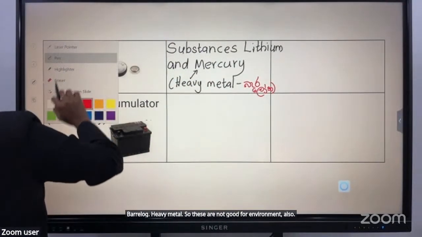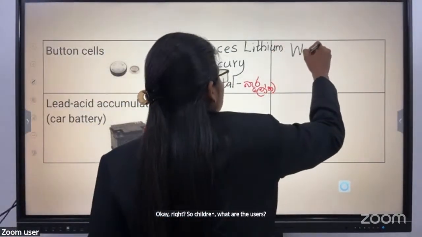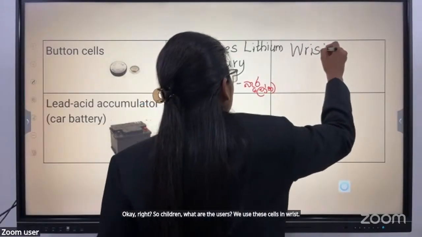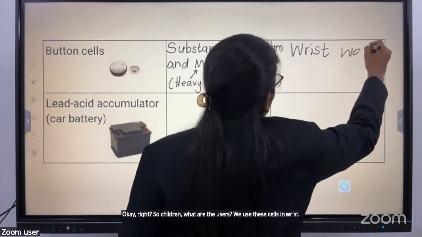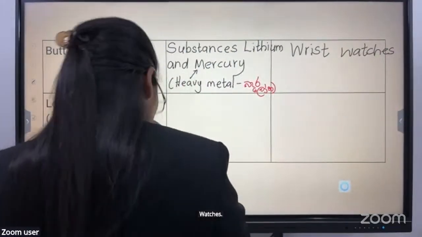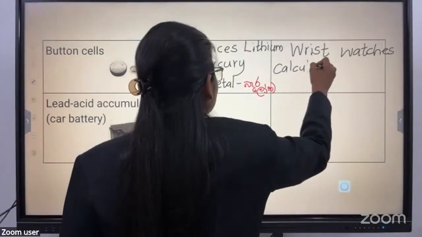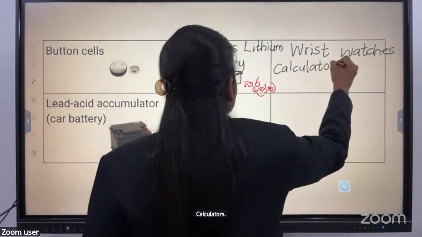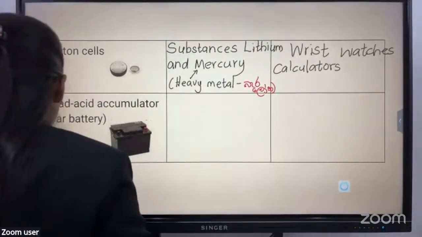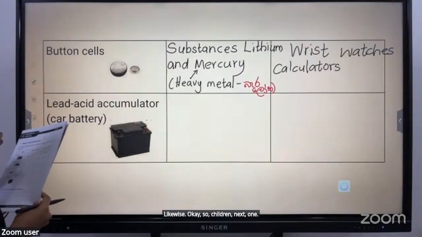Okay, right? So children, what are the uses? We use these cells in wrist watches, calculators, likewise. Okay, so children, next one, lead acid accumulators, right?